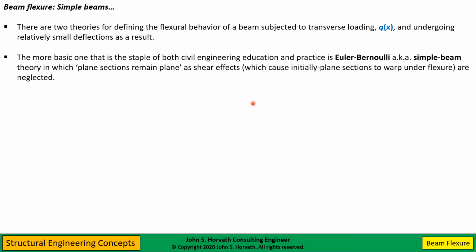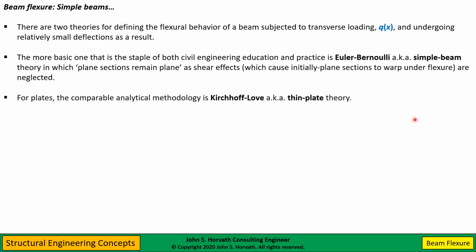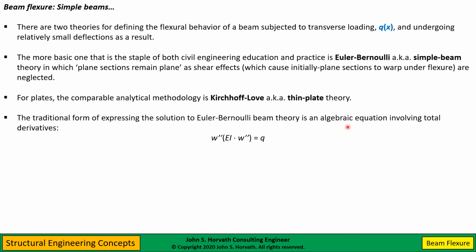The most basic beam is what we call Euler-Bernoulli or simple beam, and the phrase you generally hear is that plane sections remain plane. Essentially what this does is ignore the shear effects. Shear effects that occur under flexure cause the initially plane sections of a beam to warp, and that warping is neglected in simple beam theory. For plates, where we have flexure in 2 dimensions, the comparable theory is called Kirchhoff-Love or thin plate theory. And here's the traditional differential equation of a beam.